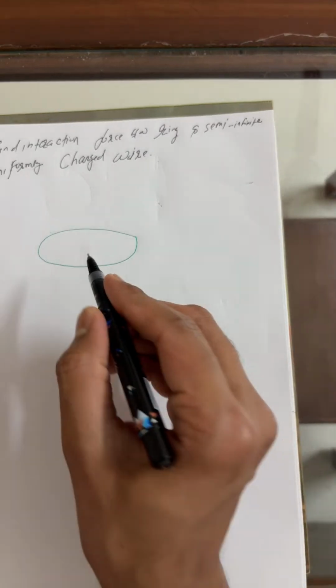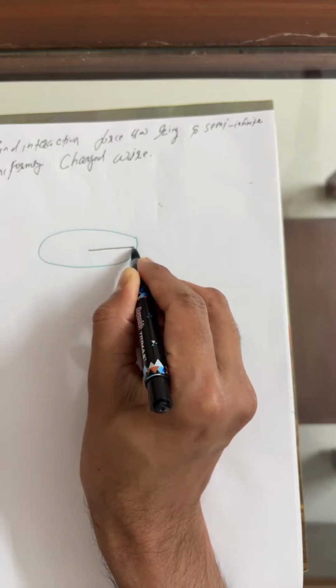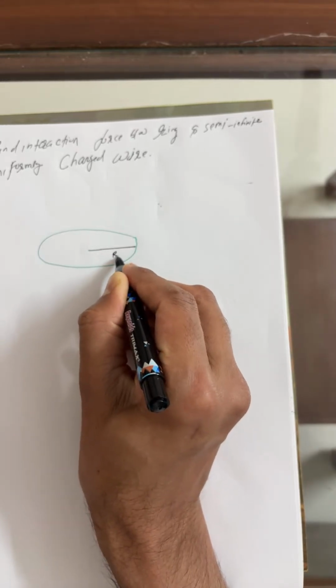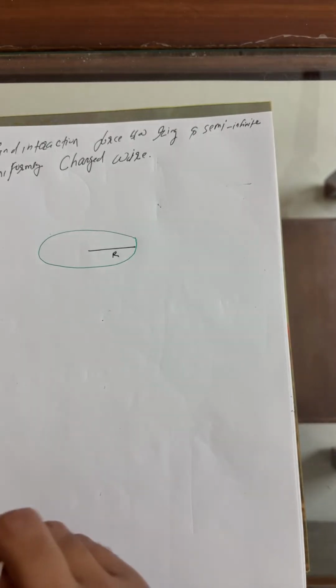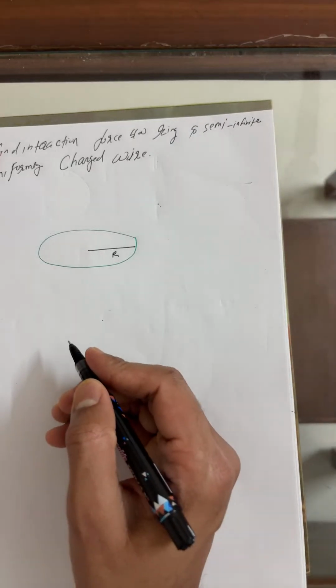This is what you can say, the ring, right? Now, you can say here for this condition, R is the radius. R is the radius, right?